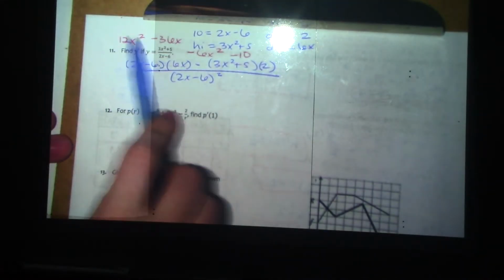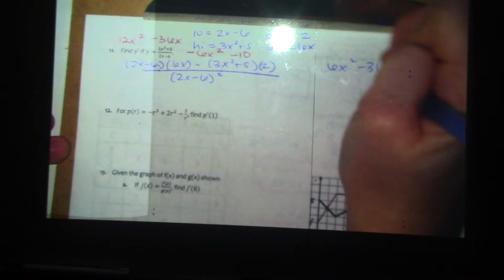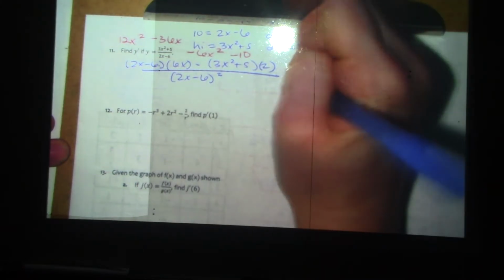Alright, I'm going to distribute 6x times 2x is 12x squared minus 36x. And then this is just 6x squared and 10, but that negative sign gets distributed, so it's minus 6x squared and minus 10. And then 12x squared minus 6x squared is just 6x squared, and then the other ones are still there. Underneath the low squared goes. So that is y prime.